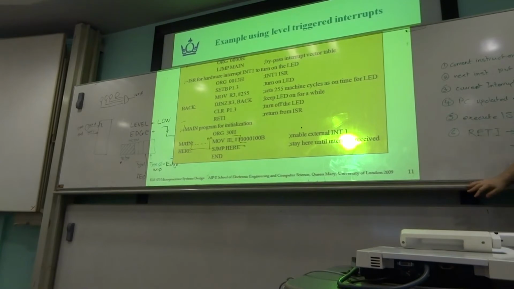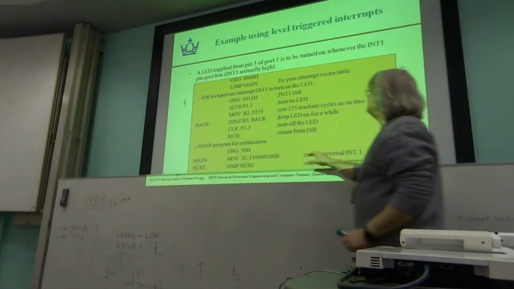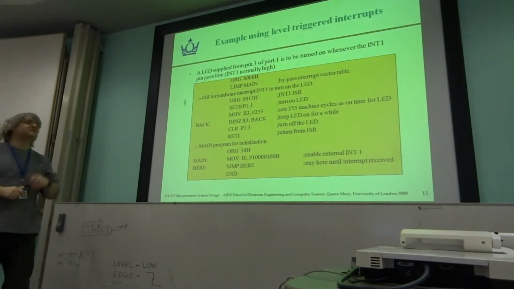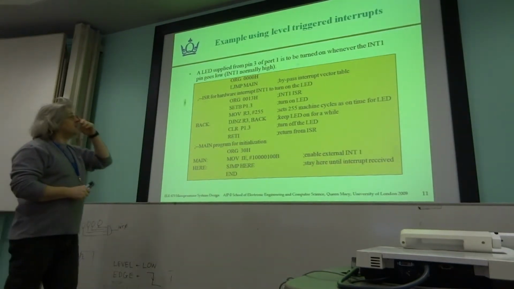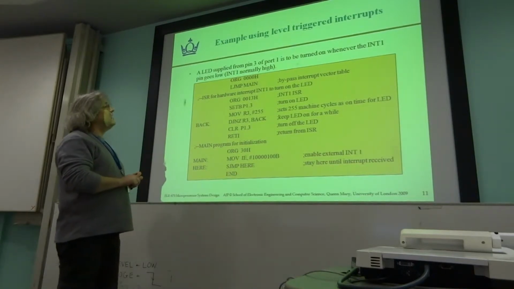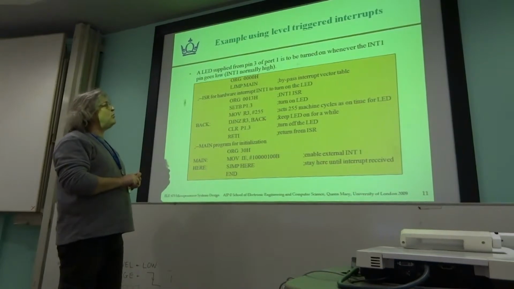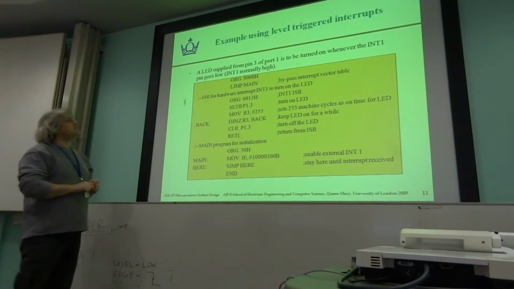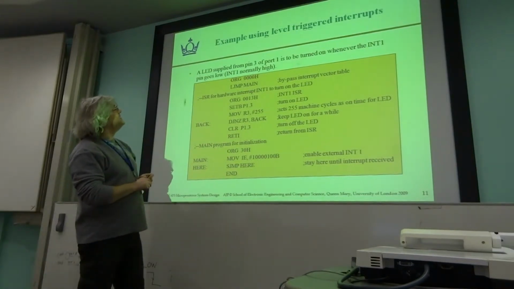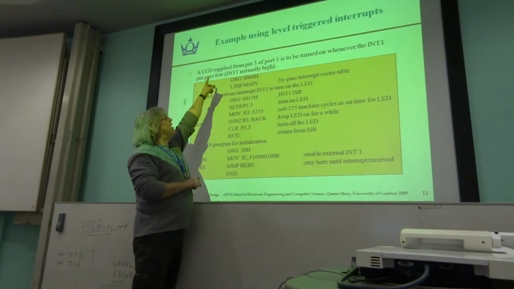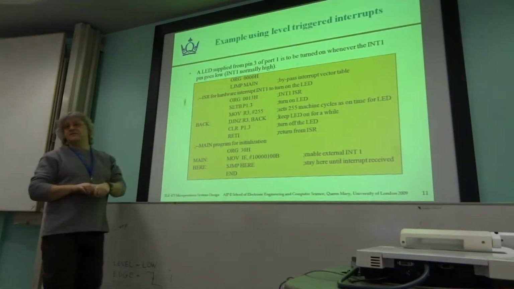Okay, so here's an example of a program using level-triggered external interrupts. So what's this going to do? We've got an LED, which is connected to port 1, and whenever the interrupt pin goes low, we want that LED to come on for a little bit.